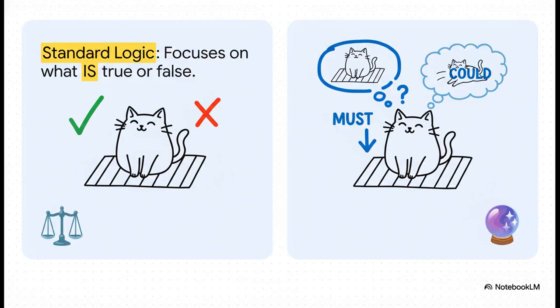And this really gets to the heart of the difference. Standard logic is all about facts on the ground. The cat is on the mat. Is that true? Is it false? End of story. But modal logic comes in and adds this whole other layer. It lets us explore statements like, the cat must be on the mat, or, it's possible the cat is on the mat.